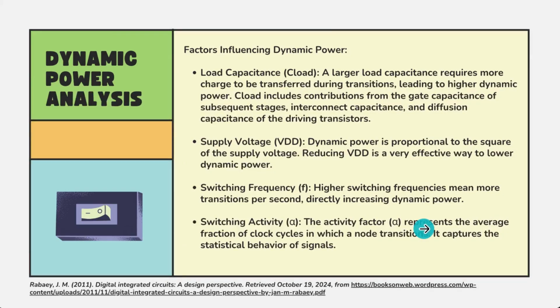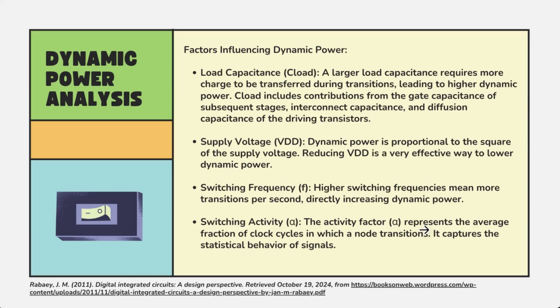Dynamic power analysis. Factors influencing the dynamic power. There are four factors influencing the dynamic power. The first one is load capacitance, or C load. The larger the load capacitance, the more charge is required to be transferred during a transition, leading to higher dynamic power. C load includes contributions from the gate capacitance of subsequent stages, interconnect capacitance, and diffusion capacitance of driving transistors.